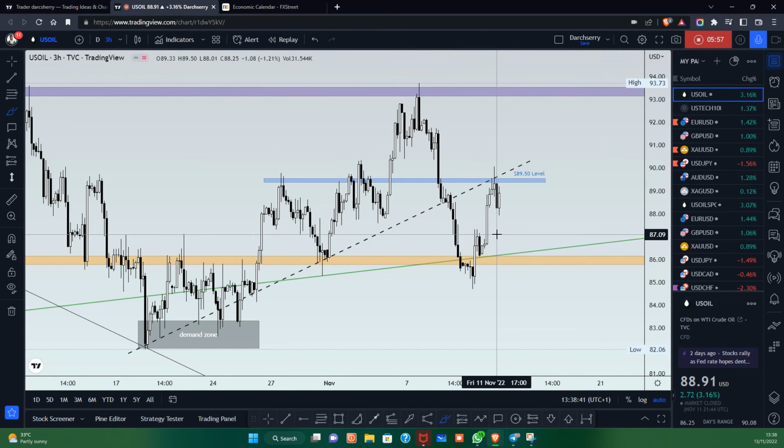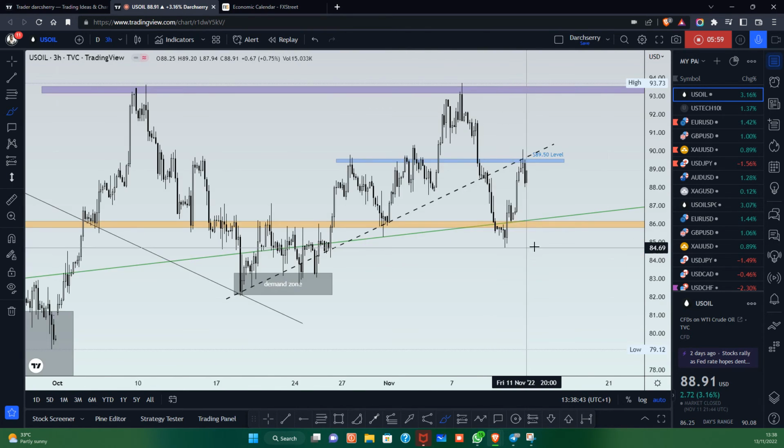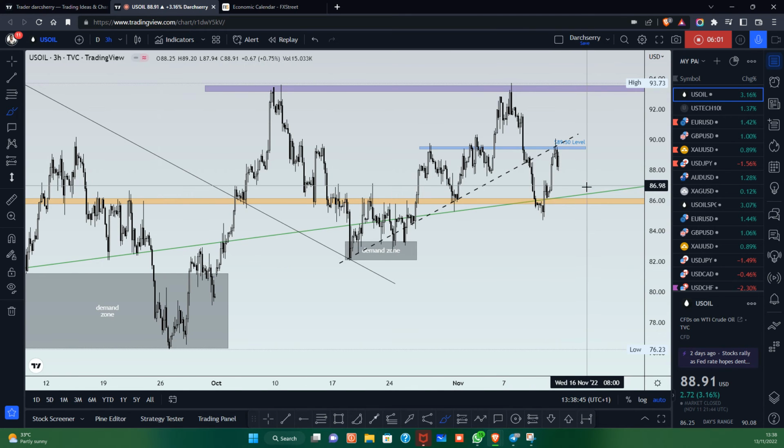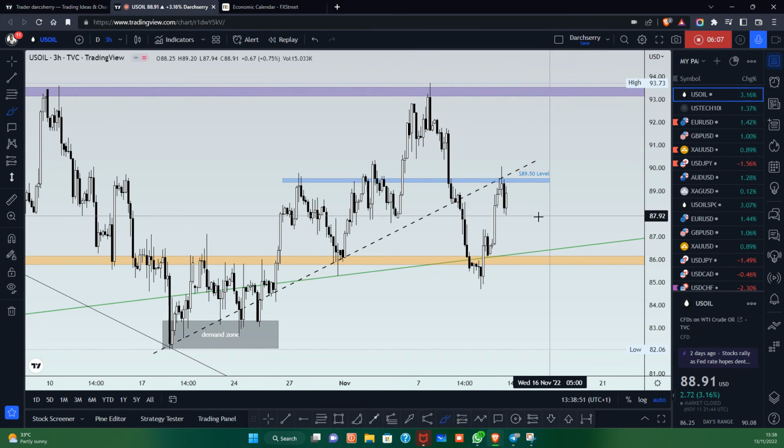But we cannot jump into such conclusion as we can see how strong the $86 area has been holding buying pressure in the last couple of weeks. So I want us to be very patient here on the US oil. Let's see how price action will be relating to the structure in order to make an informed decision herein.